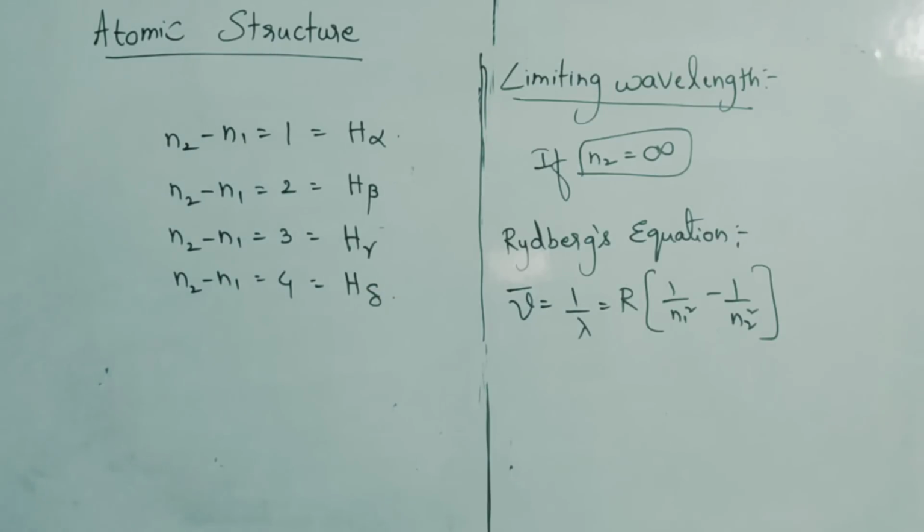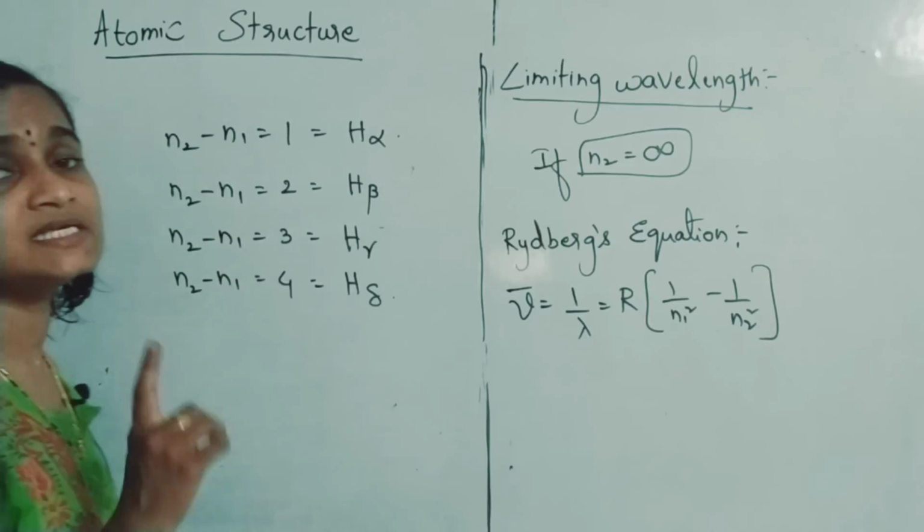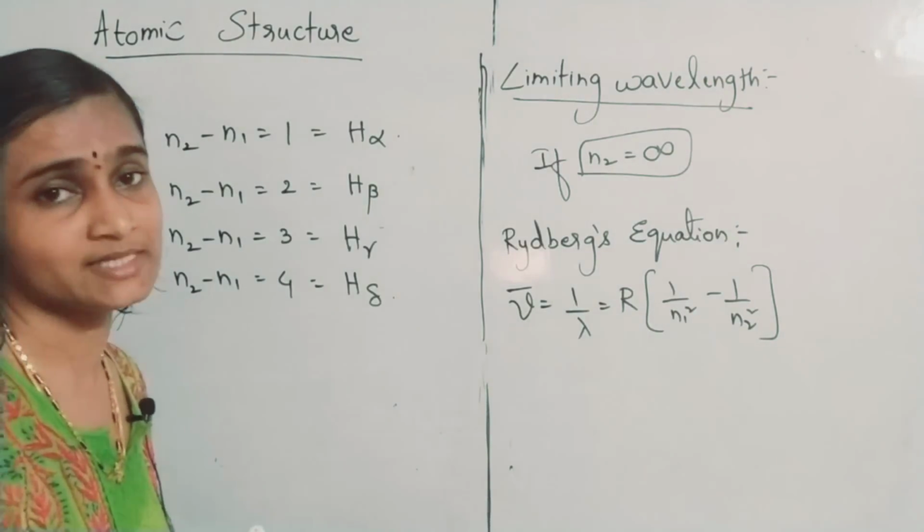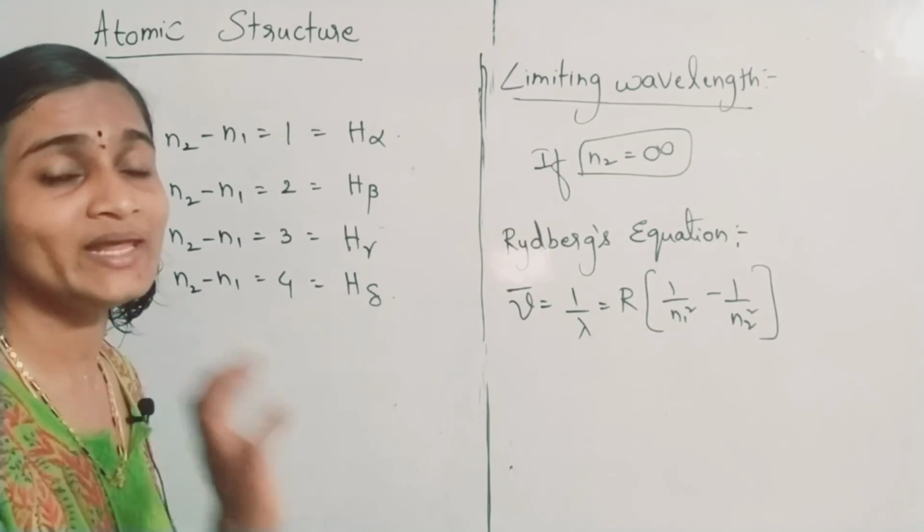Remember, these are very important points. If n2 minus n1 is 1, H alpha; if it is 2, H beta; 3, H gamma; and 4, it is called what? H delta line. Please remember. In this hydrogen spectrum, what I said is that the Balmer series is the only series which is visible to our eyes. Visible spectrum is only the Balmer series.